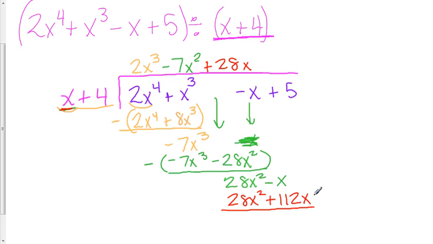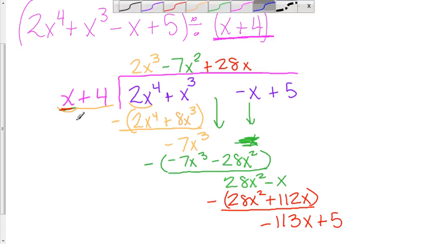Draw our line and then we'll subtract again. And it's 0 and a negative 113x. Bring down our last term, the plus 5. And then complete the problem by figuring out what times x gets you a negative 113x. And that would be minus 113.